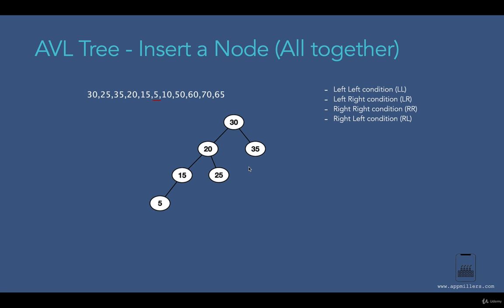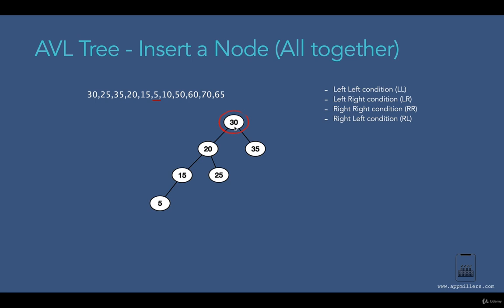Now after addition over here, one more time we are going to check if we have any disbalanced node over here. Now in this case, we can easily see that 30 over here is disbalanced because the left subtree's height is 3 and the right subtree's height is 1, and the difference between them is 2. So this means that in this case 30 is disbalanced node.